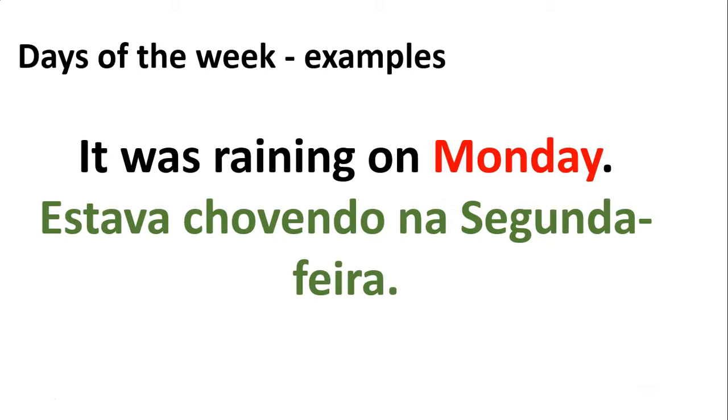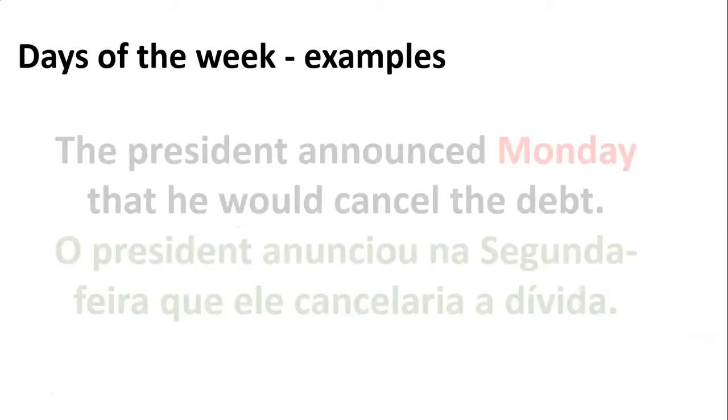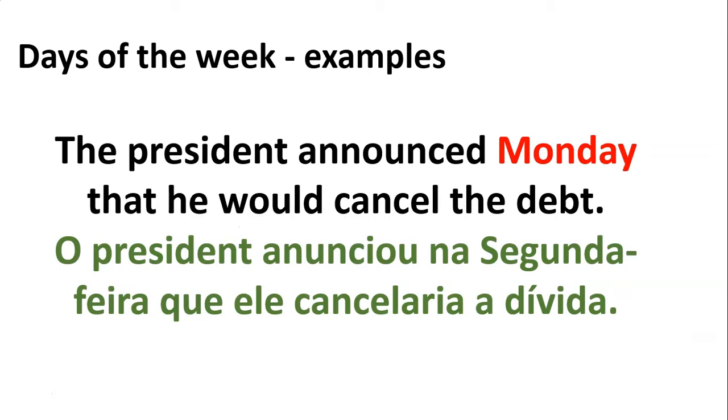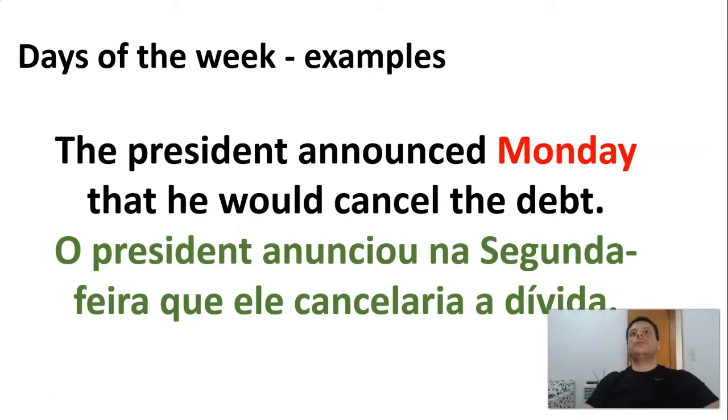It was raining on Monday. Estava chovendo na segunda-feira. Estava chovendo na segunda. De duas formas, né? Como que a gente fala? Tava chovendo na segunda. It was raining on Monday. Ok. Vamos para o próximo aqui, ó.